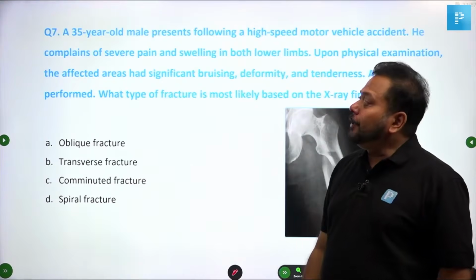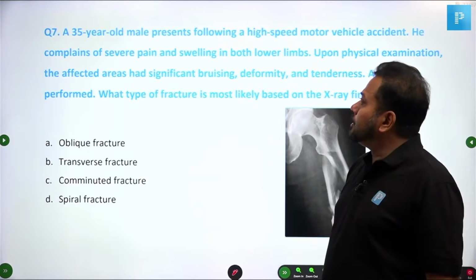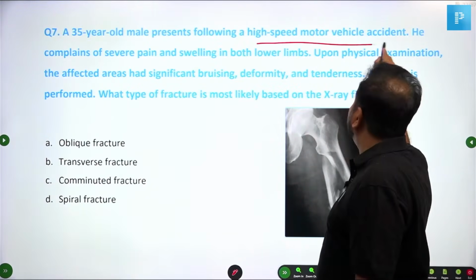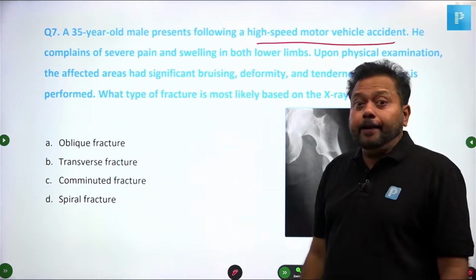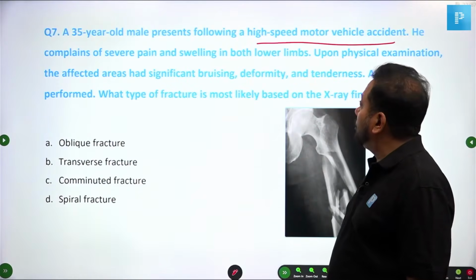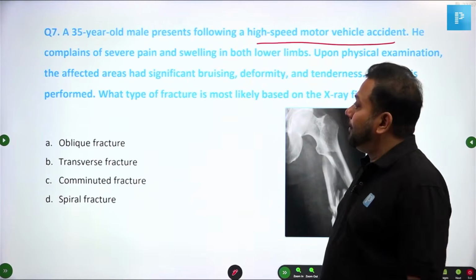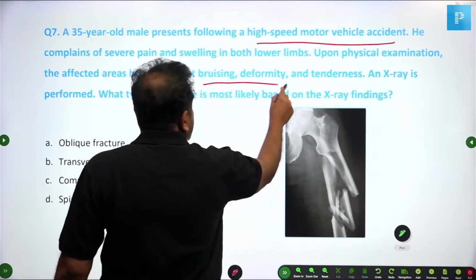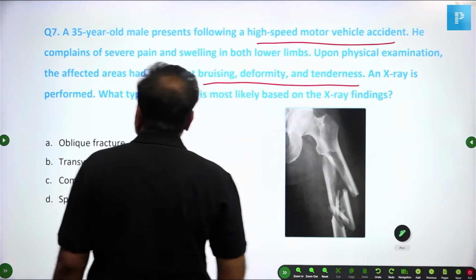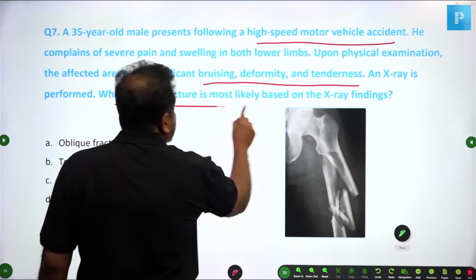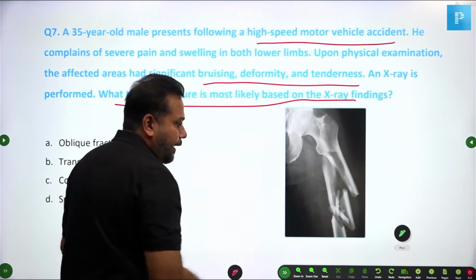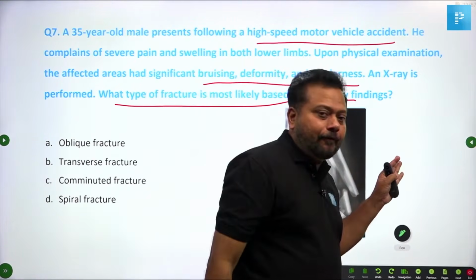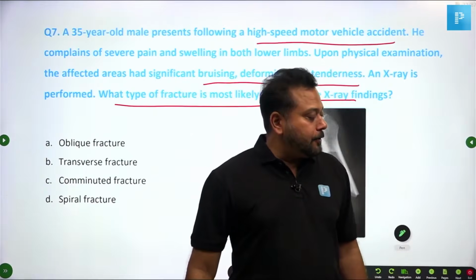Now, a 35-year-old man presents following a high-speed motor vehicle accident. He complains of severe pain and swelling in both lower limbs. Upon physical examination, the affected area has significant bruising, deformity and tenderness. An X-ray is performed. What type of fracture is most likely in this X-ray? This X-ray gives a very clear fracture. What type of fracture is this?